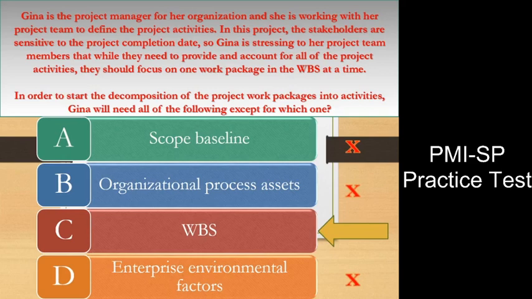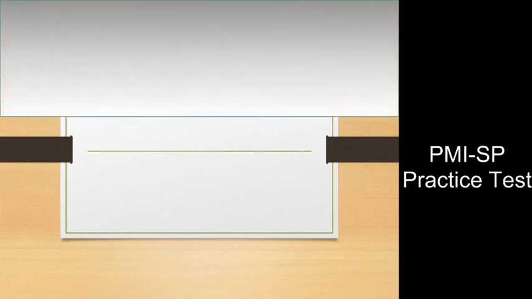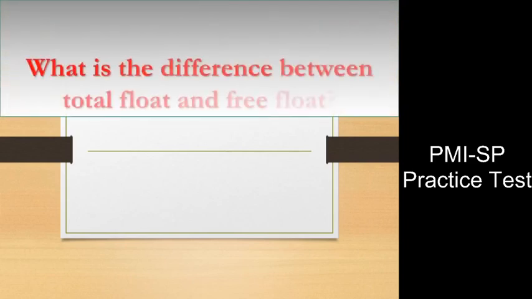Answer option A is incorrect. The scope baseline is an input to define the project activities. Answer option D is incorrect. Enterprise environmental factors are an input to define the project activities. Answer option B is incorrect. Organizational process assets are an input to define the project activities.